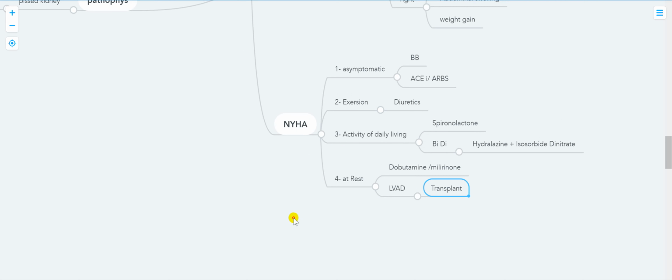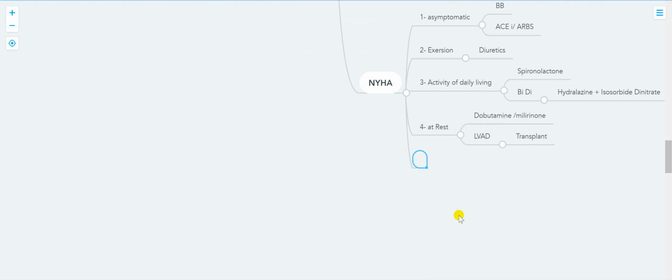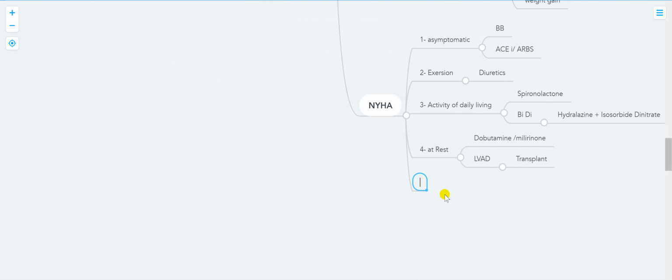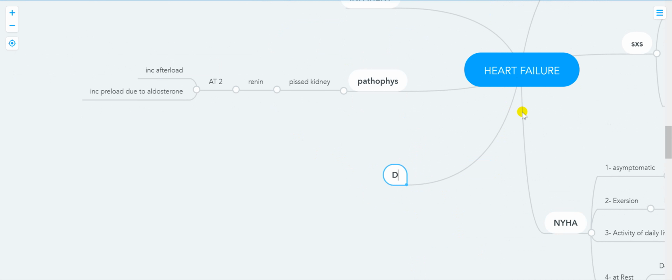Now, what are the diagnostic criteria that we want to consider? For the diagnosis, we need to have an echo done on the patient first. And first, BNP. Let's start with labs. We have the diagnosis. We do the BNP. If it's less than 100, no heart failure.